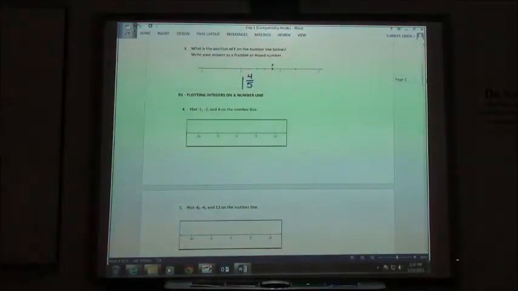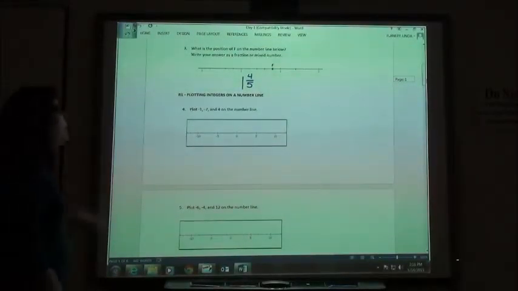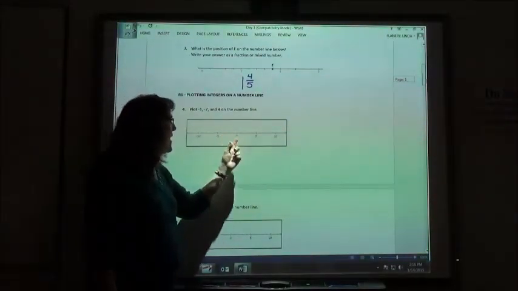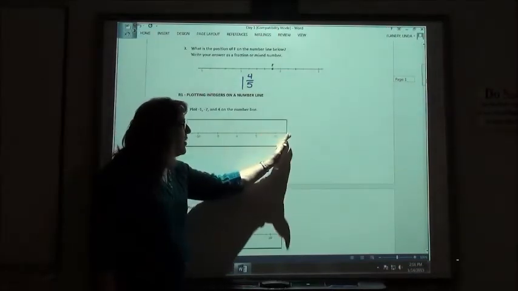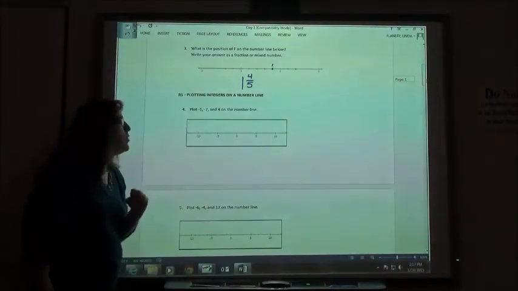Number 4 is plotting integers on a number line. Integer is a fancy word for a whole number that can be positive or negative. On the number line, in this case, the zero's in the middle, the positive numbers go to the right, the negative numbers go to the left.